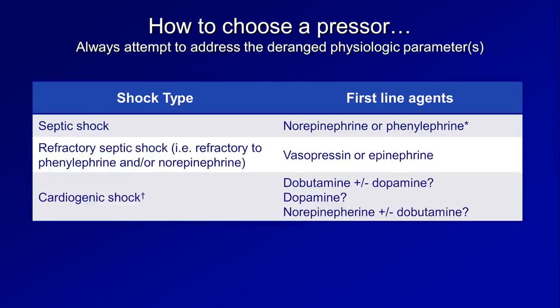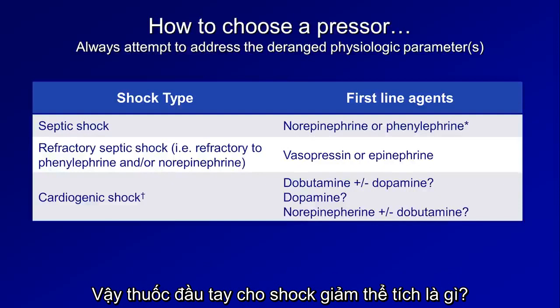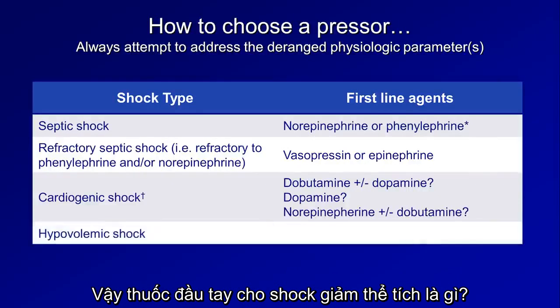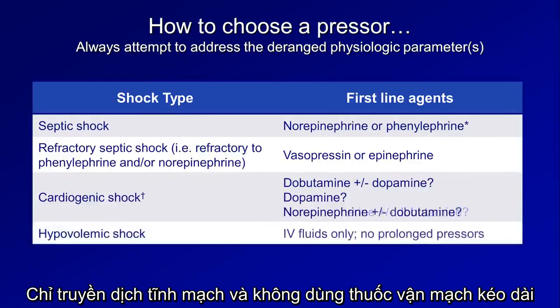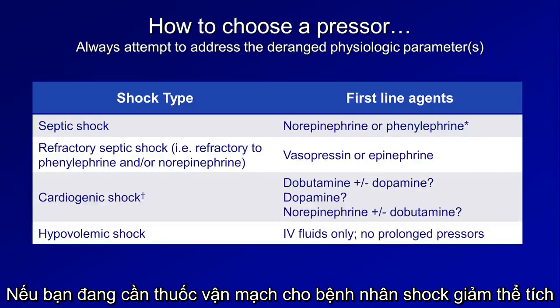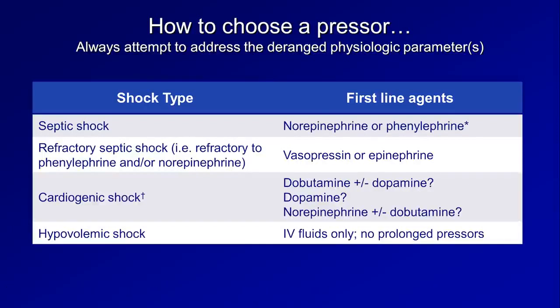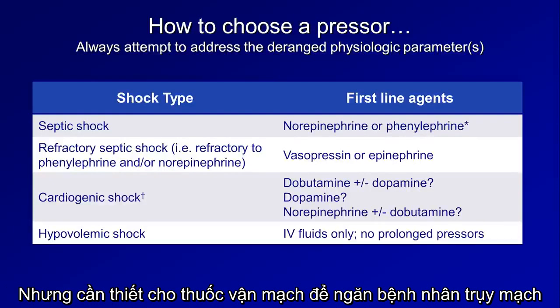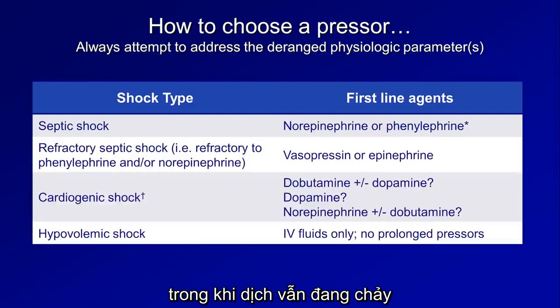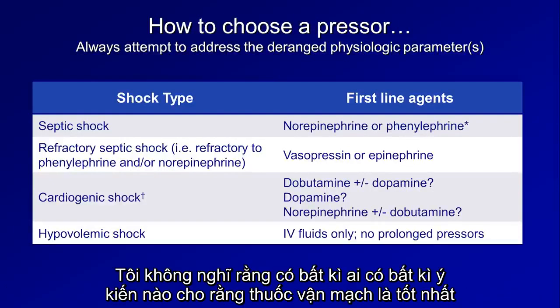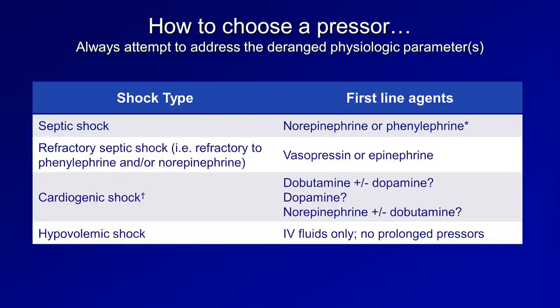What's the first-line pressor in hypovolemic shock? It's a trick question. IV fluids only and no prolonged pressors. If you are needing to give pressors to a patient in hypovolemic shock, it means you have not yet given them enough fluids. But if it's necessary to give pressors to prevent hemodynamic collapse as fluids are still running in, I don't think anyone has any idea which pressor is best.